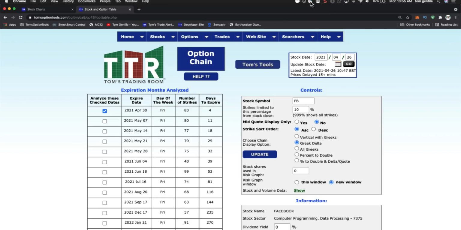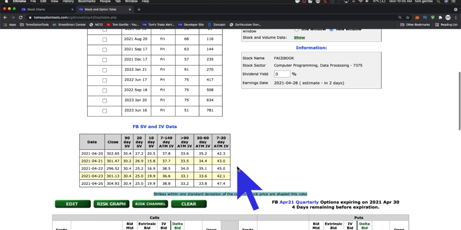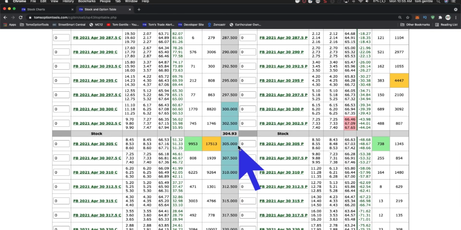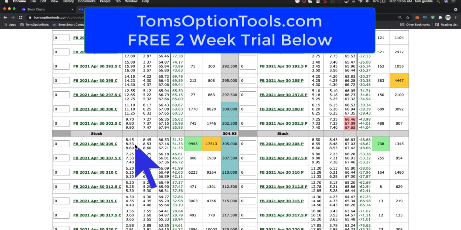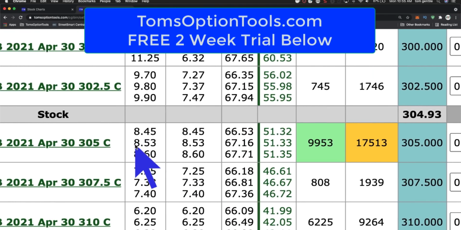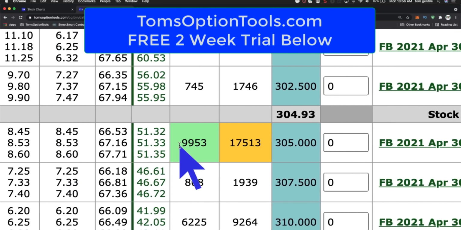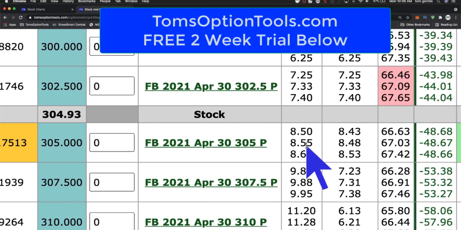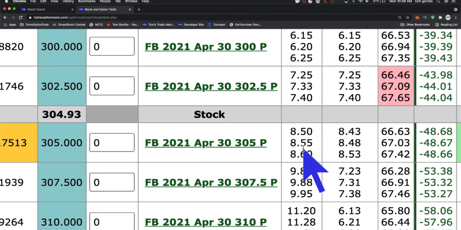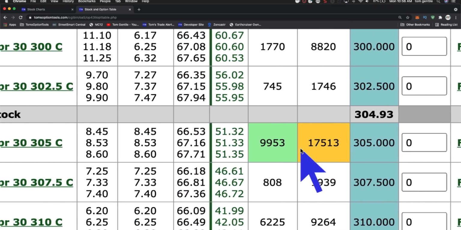So I'm able to take a look at these Friday options, and I'm able to see that with 4 days to expiration, just looking at the at-the-money calls and puts, I'm going to update them right now. If we come down, now take a look at where the 305s are. The 305 calls are $8.53, the 305 puts are $8.55. So this is roughly 17 points when you add the calls and the puts together.